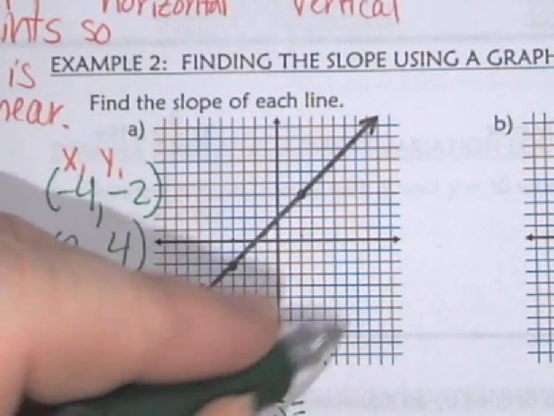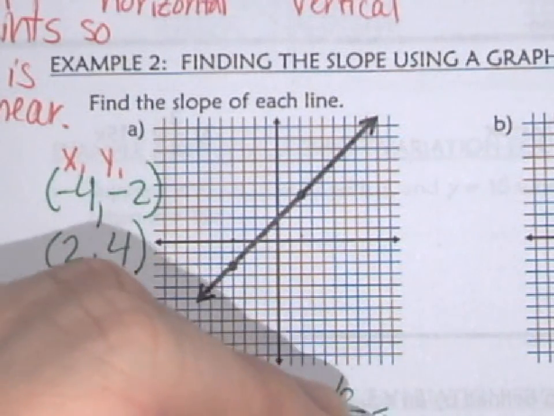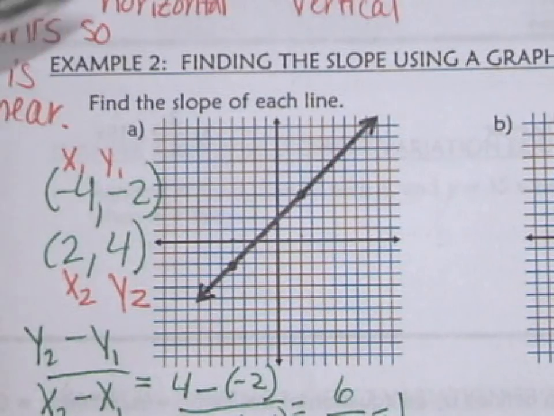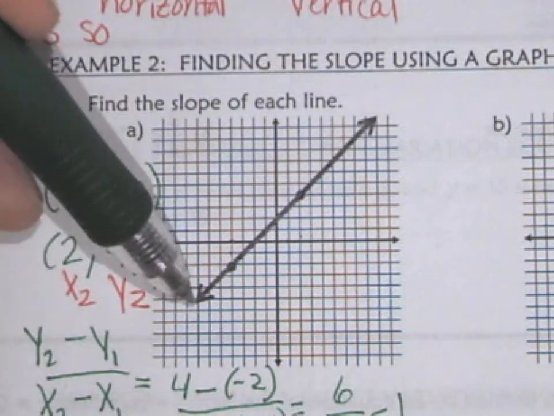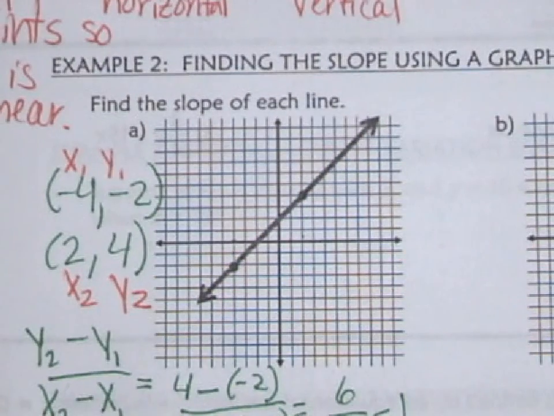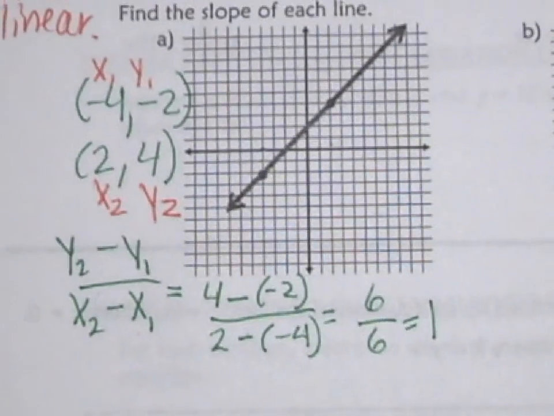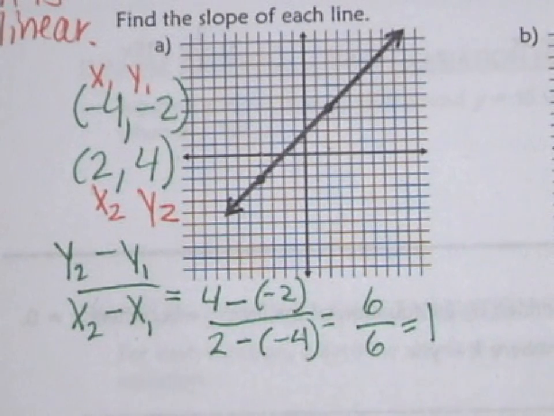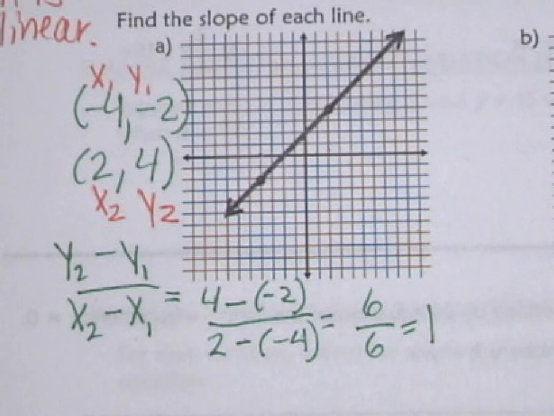4 minus -2 is 6. 2 minus -4 is also 6, so my slope is 1. If you look back at the picture, as we go from left to right, the graph is going up, so it should be positive. Oh, sorry, let me move that up so you can see the work. All right, so we identify the ordered pairs, substitute them into our equation, and then simplify.